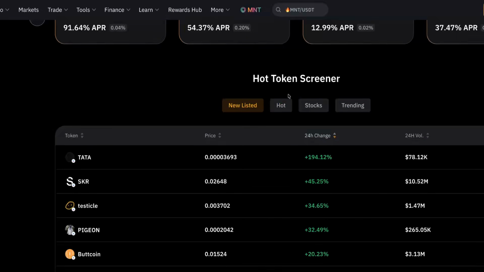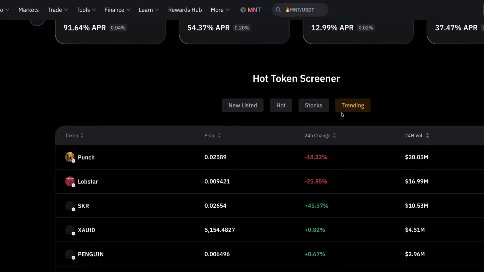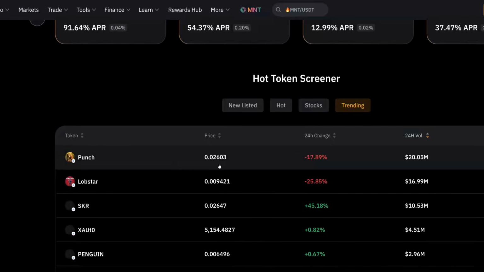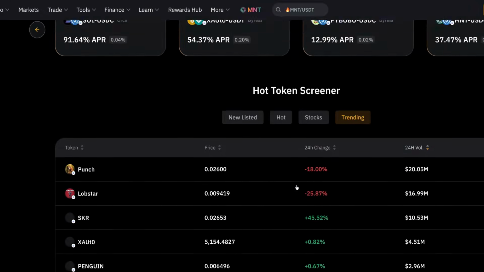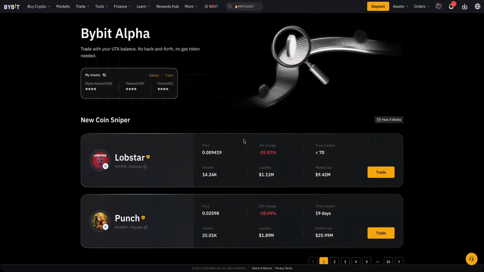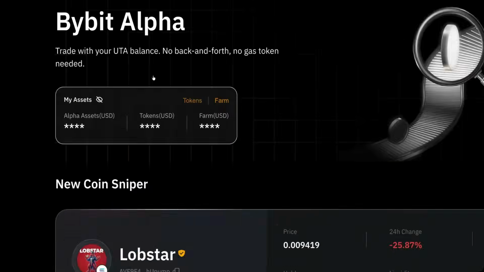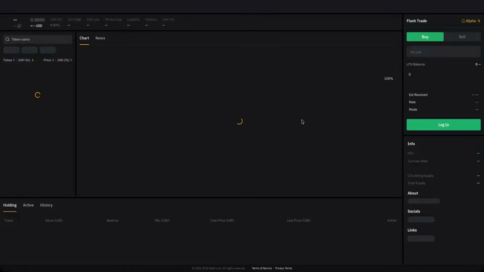Then we'll have it categorized by hot, and then we'll have stocks too that we can look at, and then we'll have trending tokens. Right now, Punch is one of those trending tokens. These are new ones that are listed, right? So people are taking advantage of this and are making money from it. So first thing first, to access all of this, you just see this option that says tokens. Go ahead and click on it, and if you want to farm, you use the farm option.